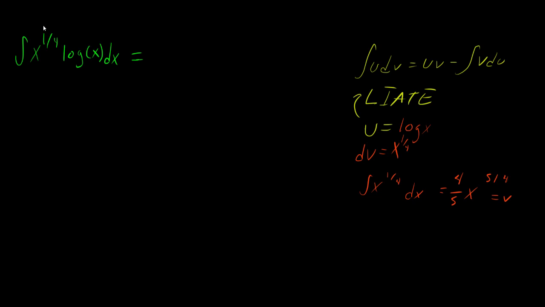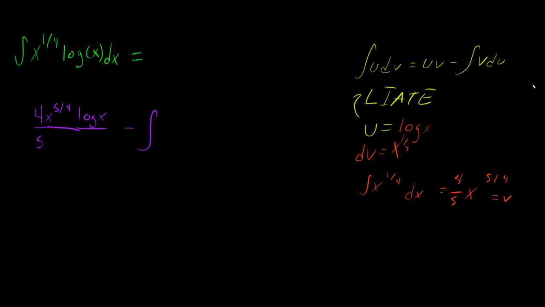Okay. Let me rewrite all this in a different color, not the same color as what I started with. Okay. So uv is 4/5 x to the 5/4, and then you can either write ln x, or I'm just going to write log x because it's what we kept, minus, you see I did u, which is our u, just the log x, and then our v from up here is just this. Okay.